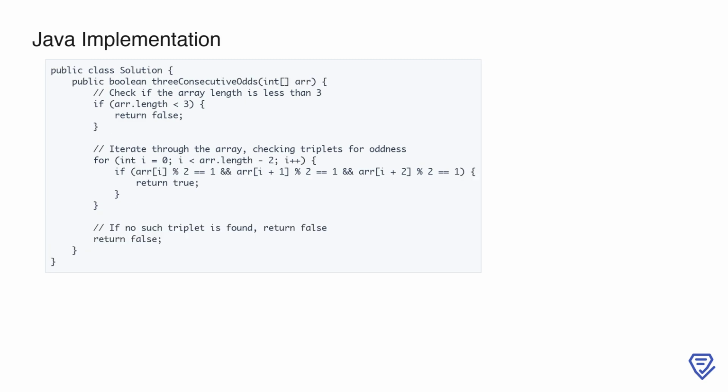This is the Java implementation of LeetCode problem number 1550, 3 Consecutive Odds. The logic mirrors the provided Python solution, iterating through the array to check for 3 consecutive odd numbers. Key differences include the use of Java's type declarations and array indexing syntax. The method loops through the array, and if a triplet of odd numbers is found, it immediately returns true. Otherwise, it returns false at the end of the iteration.